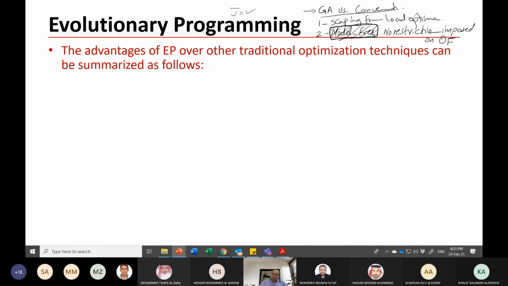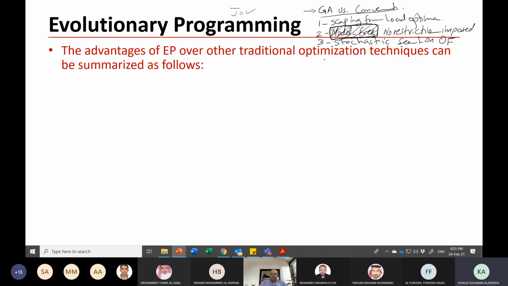Probability based. These are a stochastic search, so it is not deterministic. So it is more robust than the conventional optimization. What else?